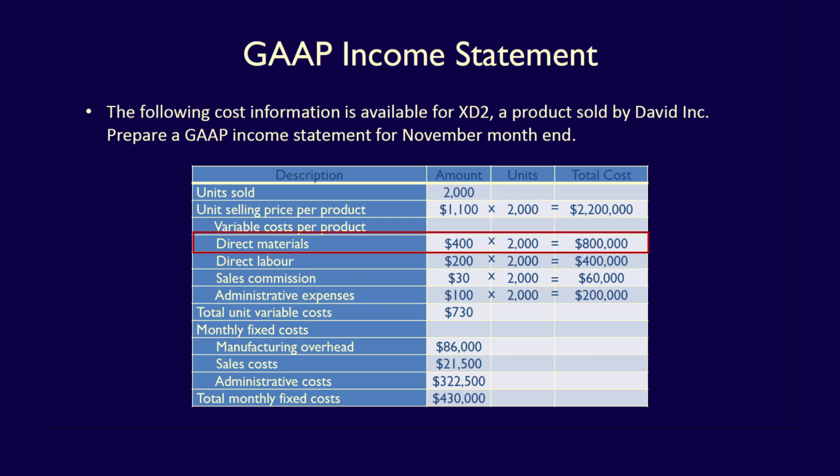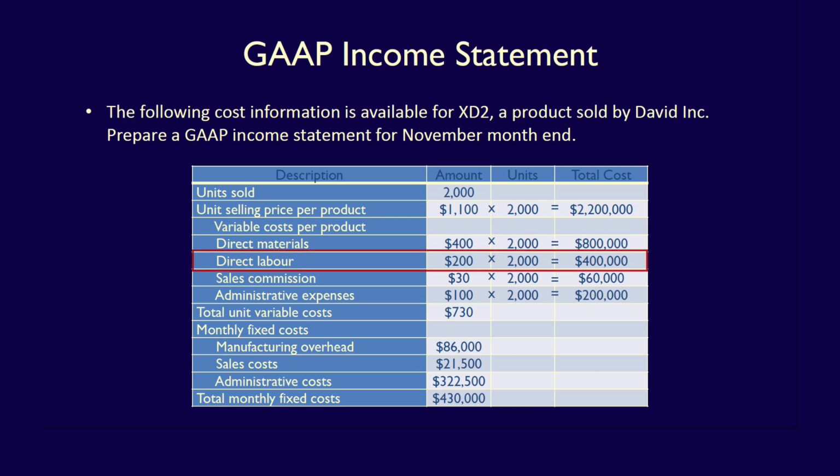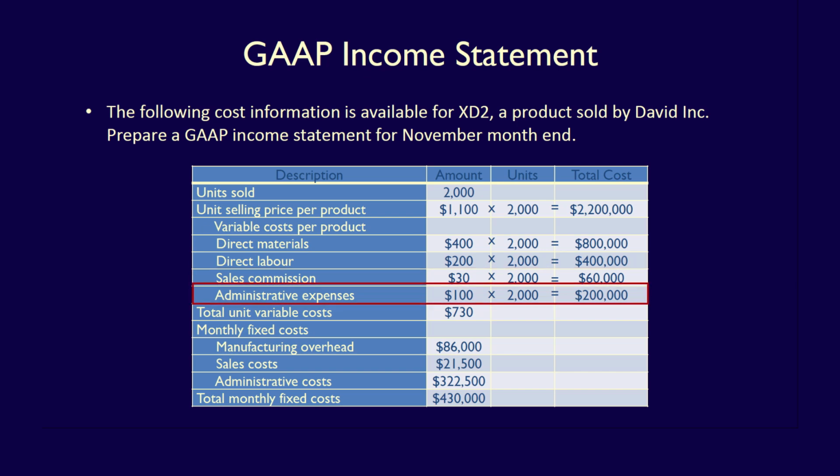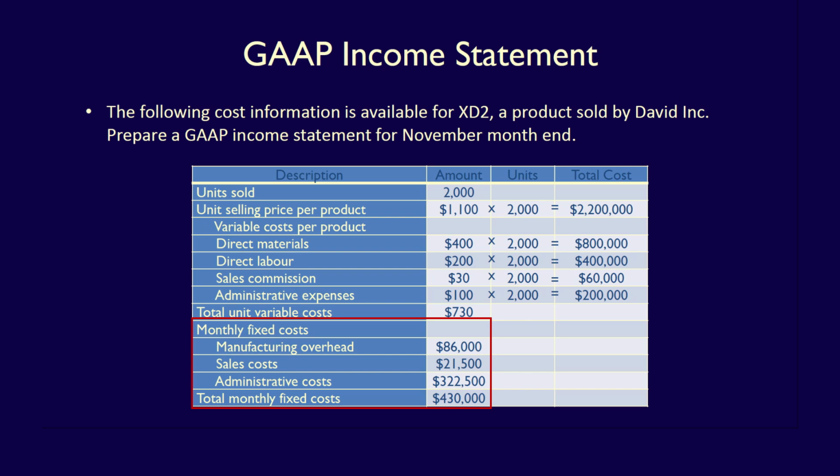Per unit direct materials of $400 multiplied by 2,000 units is equal to $800,000 for total direct materials. Per unit direct labor is $200 multiplied by 2,000 units is equal to $400,000 of total direct labor. Sales commission of $30 per unit multiplied by 2,000 units is equal to $60,000 for total sales commission. And administrative expenses per unit of $100 multiplied by 2,000 units is equal to $200,000 of total administrative expenses. The monthly fixed costs are always provided as total for the period, so no calculation is required.